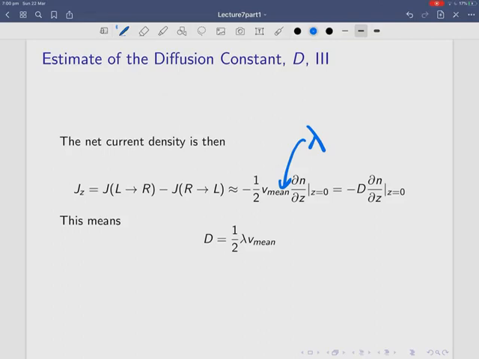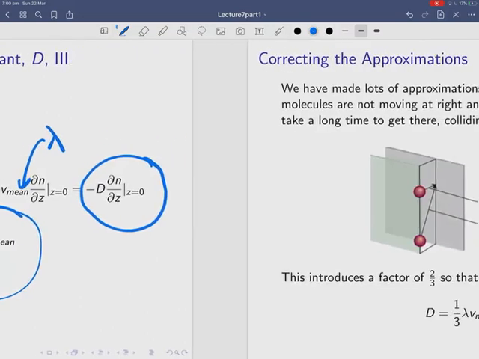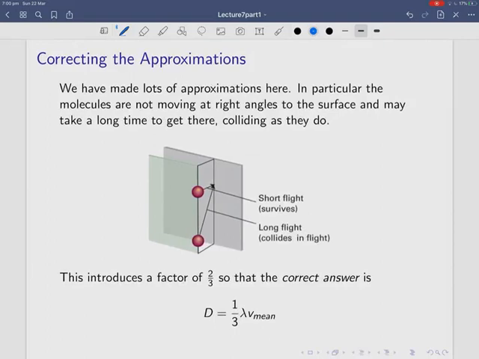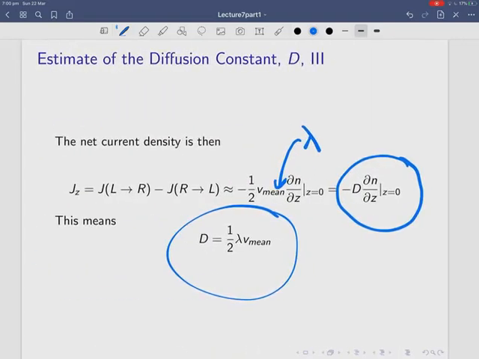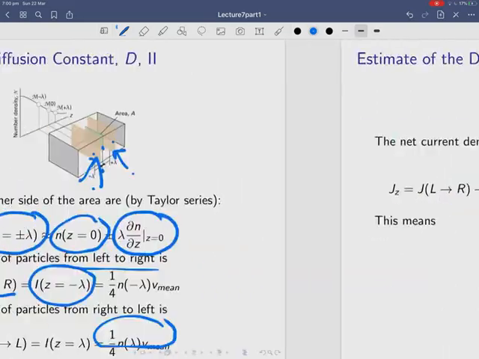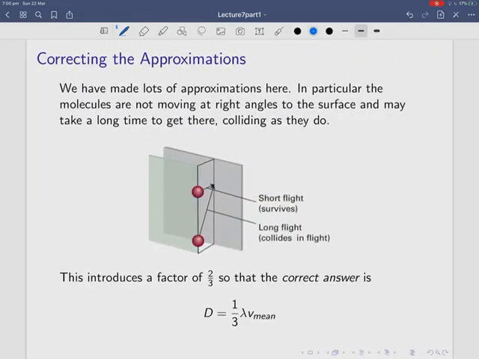And that you can write, remember we introduced this diffusion constant before, which is minus D dn/dz. That's our definition of diffusion constant. So from that you can read off the diffusion constant. It's a half times the mean free path times the mean speed. That's our diffusion constant. Now, this diffusion constant is unfortunately an approximation because I've completely fudged things here. I made all kinds of weird approximations.